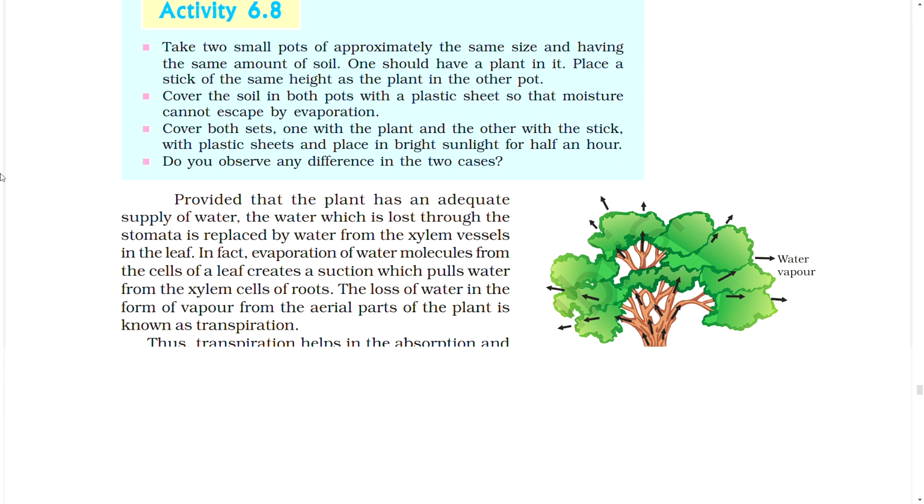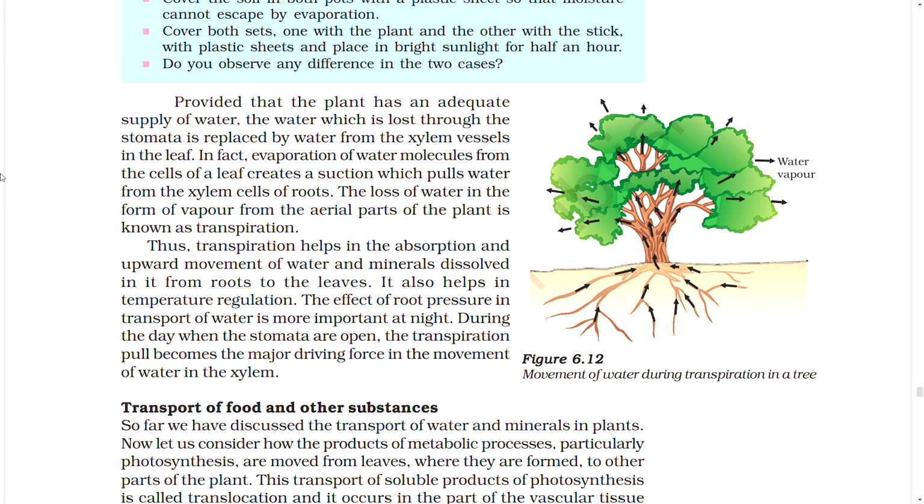Comment on this. Figure: Movement of water during transpiration in a tree. Water vapor.